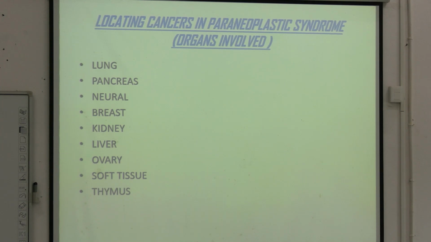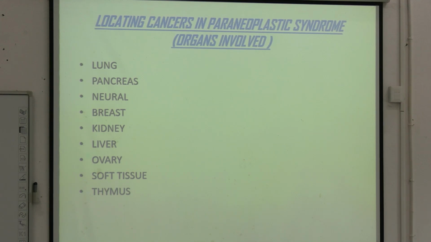So which organs are affected? Lungs, pancreas, neural means nerves, breast, kidney, liver, ovary, soft tissue, thymus. So these are the organs which are predominantly involved. Lung is the most important among them. Lung cancers very commonly cause paraneoplastic syndromes. That's why remember the lung. Even if nothing else stays in your head, the lung must. Remember lung, small cell carcinoma, squamous cell carcinoma; these will be taught later.